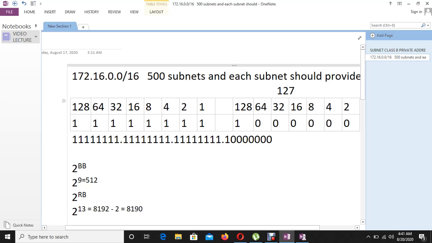This bit here, from here all the way here, are all borrowed, so they are not remaining. They are no more in the host portion. They are part of the network now. So they are not there.